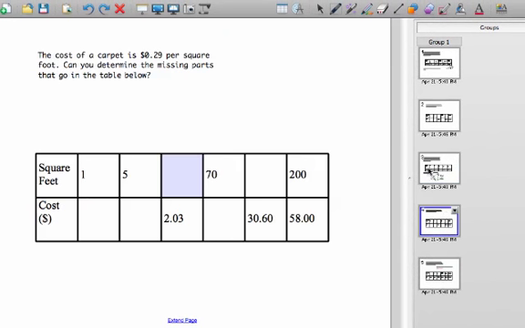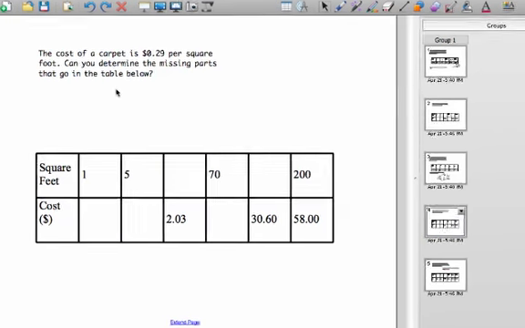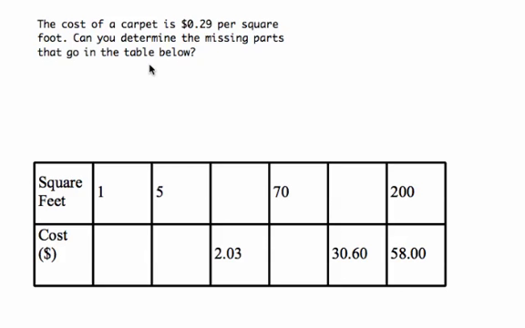Up here we have the cost of a carpet is 29 cents. So we're going to use some decimals now. Per square foot. Ooh, area. Can you determine the missing parts that go in the table? So, again, I want you to try to pause this. See if you can figure it out on your own. Just to get you started, 1 square foot is 29 cents. The cost of a carpet is 29 cents per square foot. So I think you'll be able to figure out what goes here, and then try to figure out the rest of it.